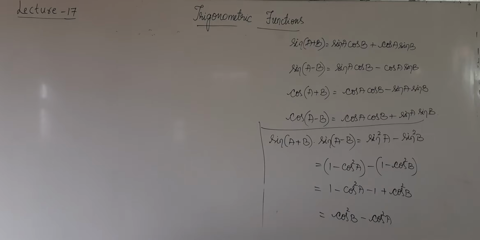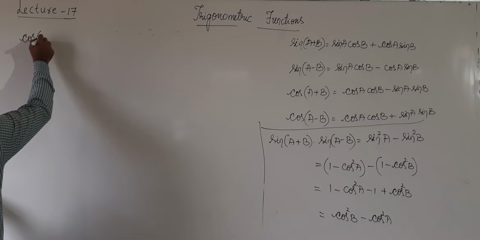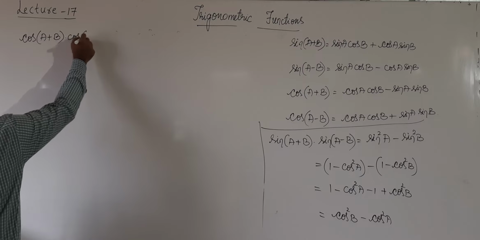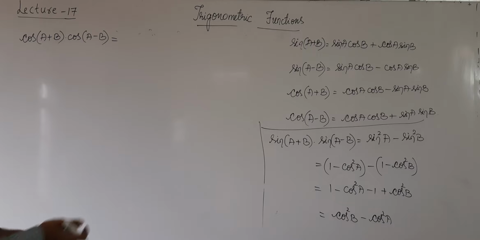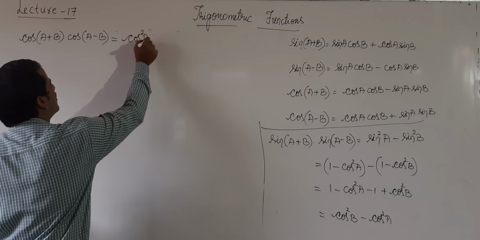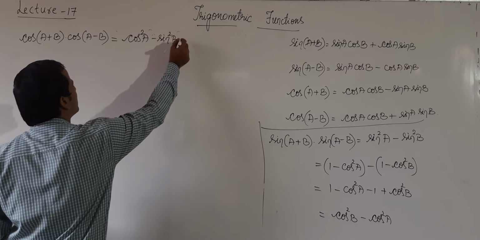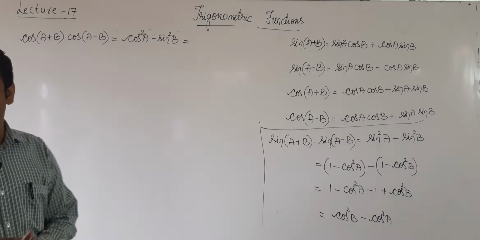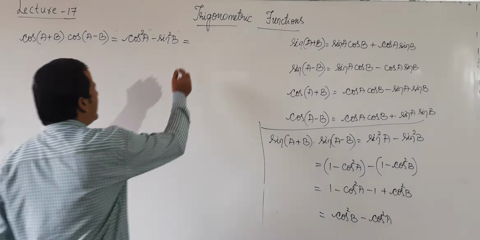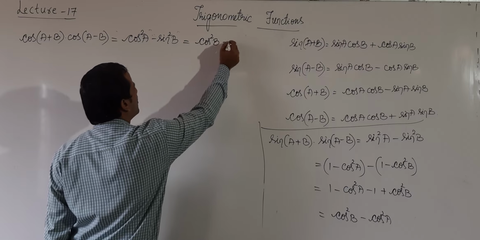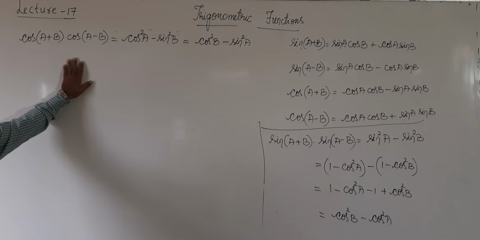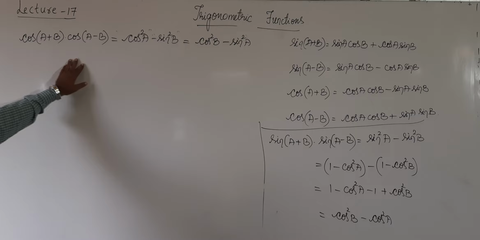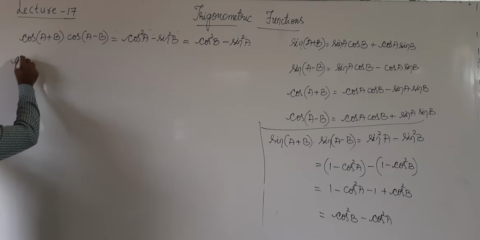Next, cos A plus B into cos A minus B is equal to cos square A minus sin square B. That's also equal to cos square B minus sin square A. Okay, we shall prove this now.